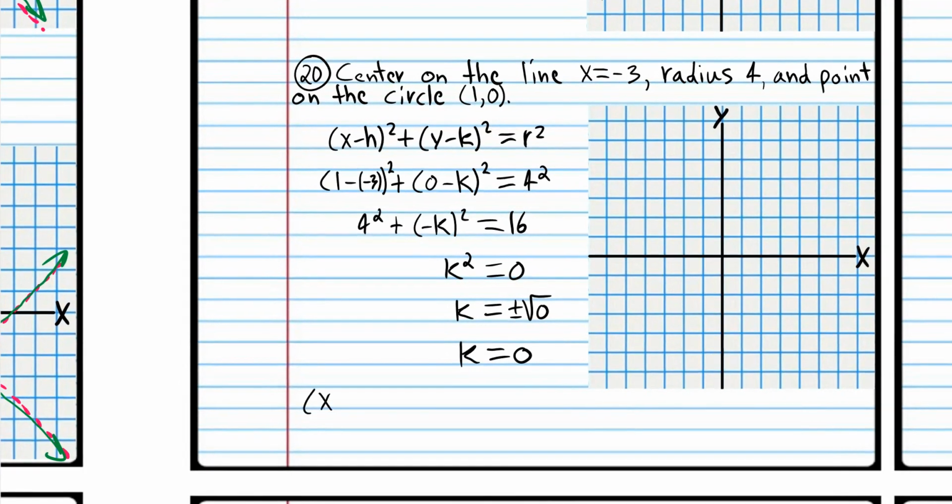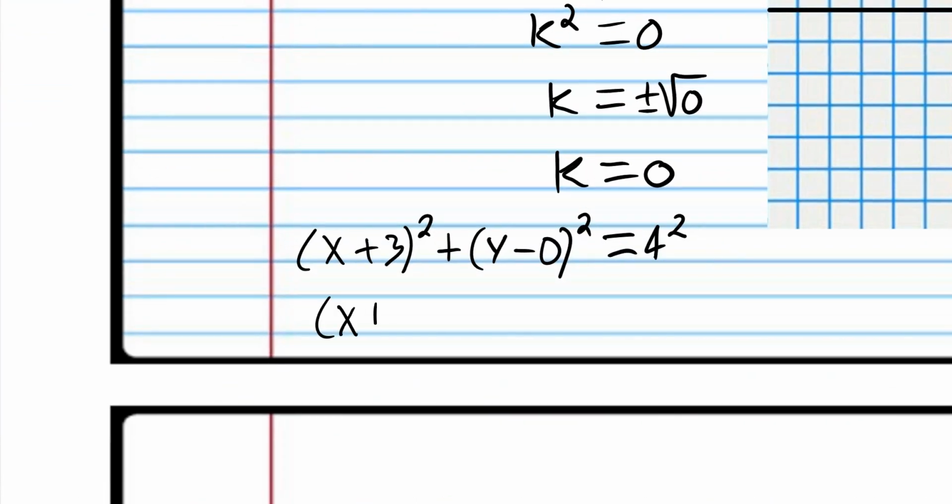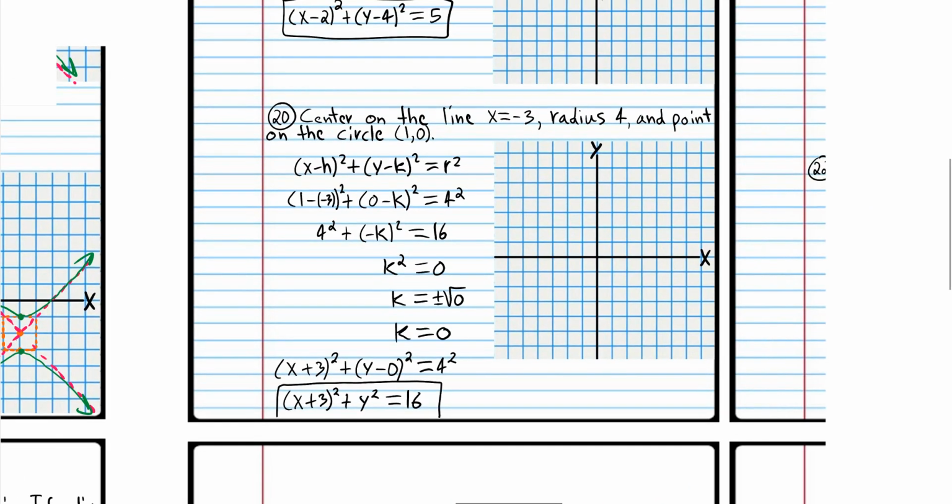So now we can write our standard form, x minus the x value of the center, which is negative 3, so that changes, it's a double negative, plus y minus the y value of the center, which we just found is 0, squared is equal to r squared, and r is 4. So now we can simplify that a little bit before we write our final form. So that is the equation of the circle with those characteristics.